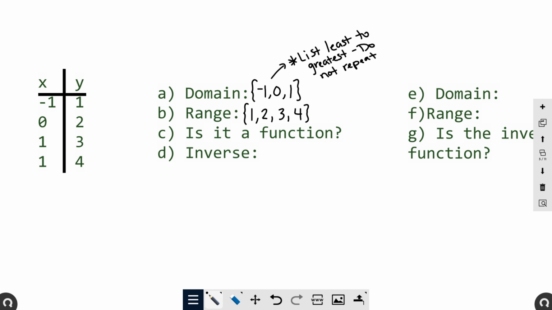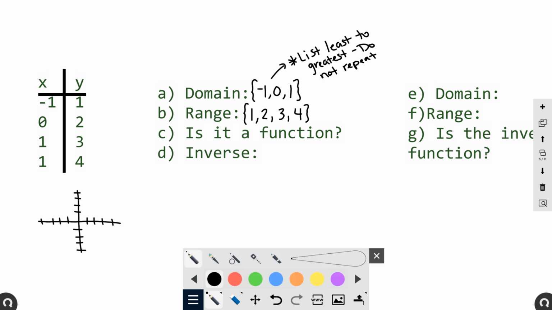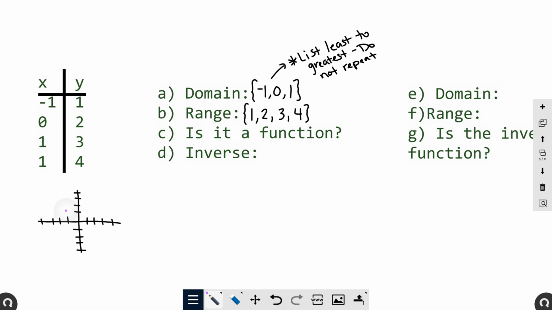Now, to determine if it's a function, we want to see if it passes the vertical line test. So for this particular problem, I am going to graph it just to show you what it looks like for our vertical line test. So I'm just going to graph it real quick there on the notes, and you guys can do that too. You don't have to grab graph paper. We're just keeping it simple. I'm going to graph my points in purple so that way we can see them a little bit better. So -1, 1, 0, 2, 1, 3, and 1, 4. So there's my 4 points.